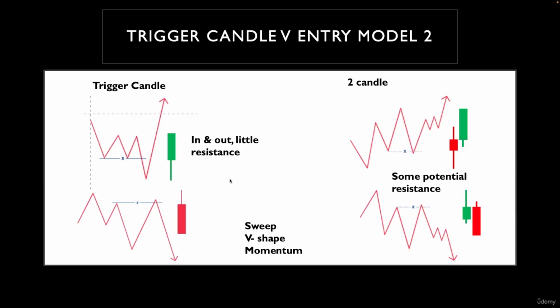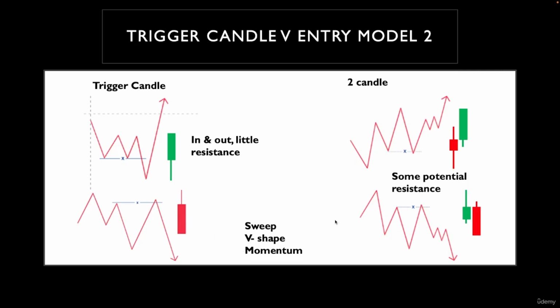So let's just go through, again, the characteristics and the difference between the two. So we mentioned that the trigger candle, it's an in and out, little resistance. Yeah, because it's all in that one candle. It's just straight down, straight up. Bearish example, straight up, straight down. And the 3 characteristics, we have the sweep, we have our V-shape, and we have our momentum.